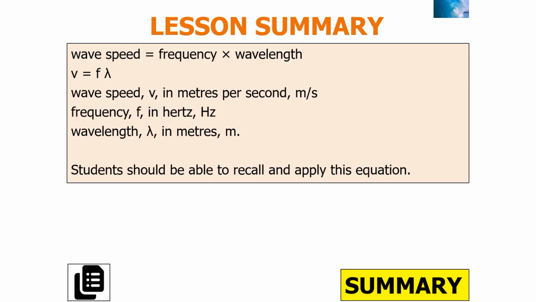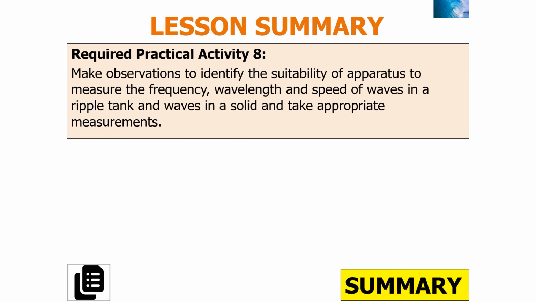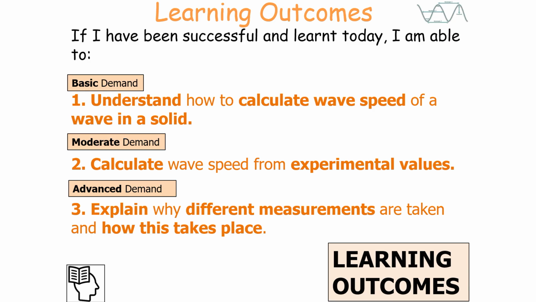So what have we learned in today's lesson? That wave speed is equal to frequency times by wavelength, and you should be able to recall and apply this equation, and you should be able to make observations to identify the suitability of apparatus to measure the frequency, wavelength and speed of waves in a wave in a solid and make appropriate measurements. So if you've been successful and you've learnt in today's lesson, you should be able to understand how to calculate the wave speed of a wave in a solid.